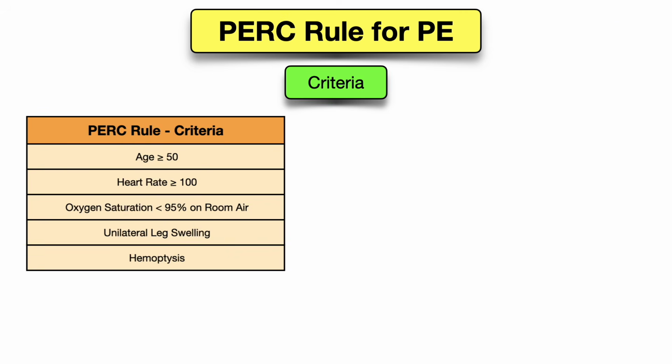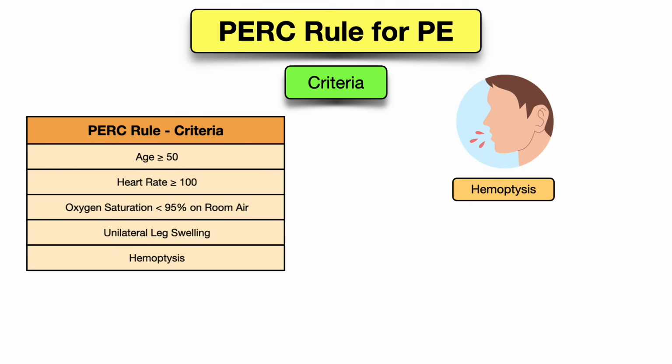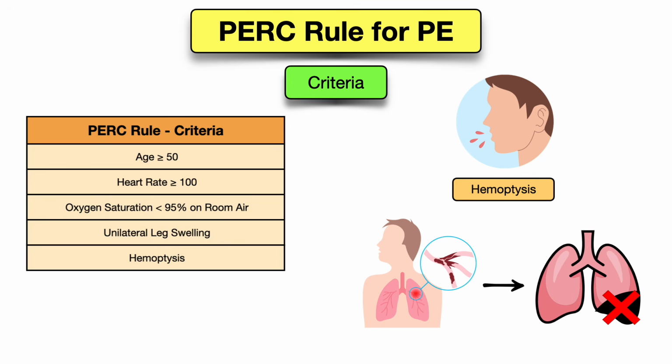Next, we have hemoptysis, which is the coughing up of blood or blood-stained mucus from the lower respiratory tract, such as the lungs. Remember, a PE involves an artery in the lung being blocked. This can lead to pulmonary infarction, which is when the lung tissue dies from lack of oxygen from the blocked artery. The pulmonary infarction can cause someone to cough up blood. If this is present, then the PERC rule cannot be used to rule out a PE.